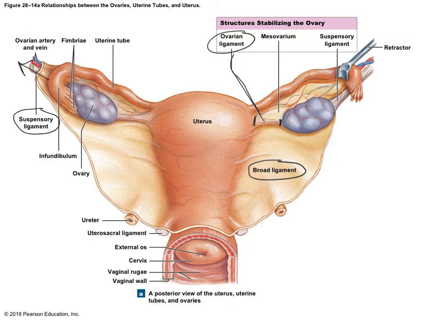Major blood vessels enter the ovary at the ovarian hilum. And we can see these arteries and veins running alongside that suspensory ligament. Another ligament that we can see on this picture is the utero-sacral ligament, and this is a ligament that runs from the uterus to the sacrum.